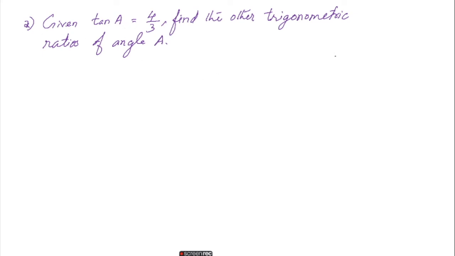So in all these problems, what you have to do is draw a diagram first. A right angle triangle you have to draw. Our angle is angle A. So let us take this as our angle. It should be an acute angle. B, C. Here angle B is the 90-degree angle. So AC is the hypotenuse, AB is the adjacent side, and BC is the opposite side.